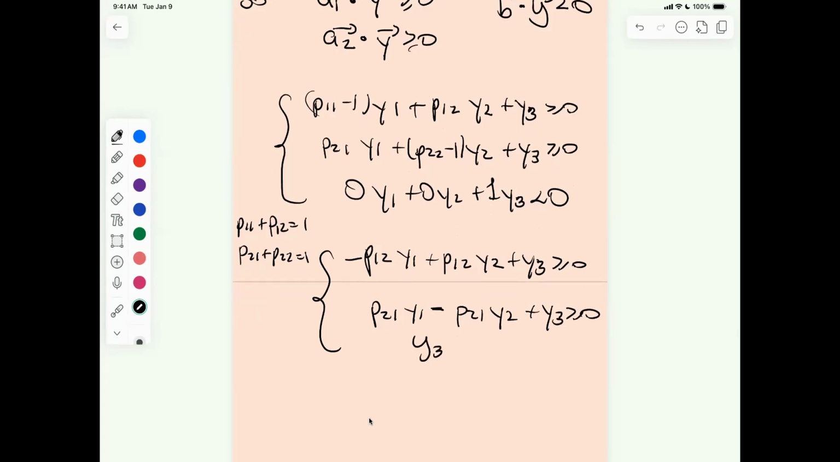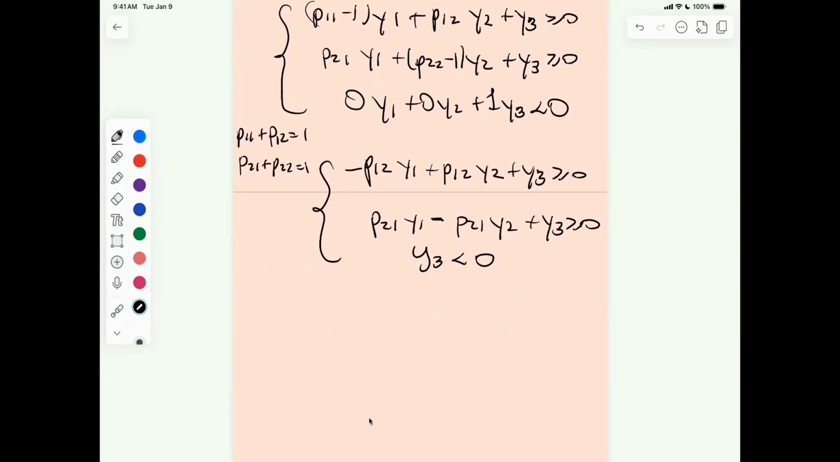And the last one just says that Y3 has to be negative. Okay, and then we're almost there. What I'll do now is just factor out. So I'll factor out the P12 in this first one, and I'll factor out the P21 on the second inequality.